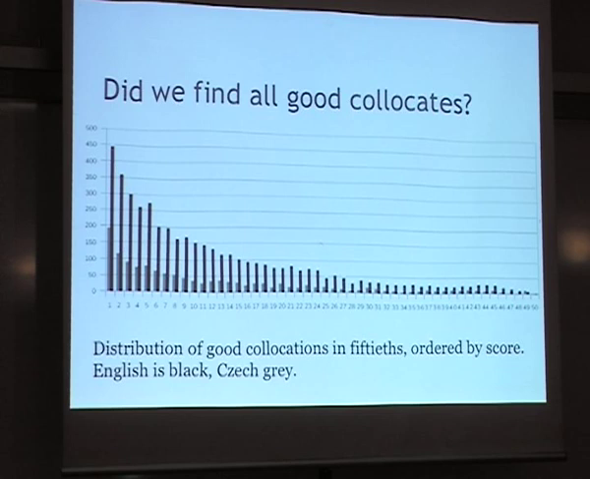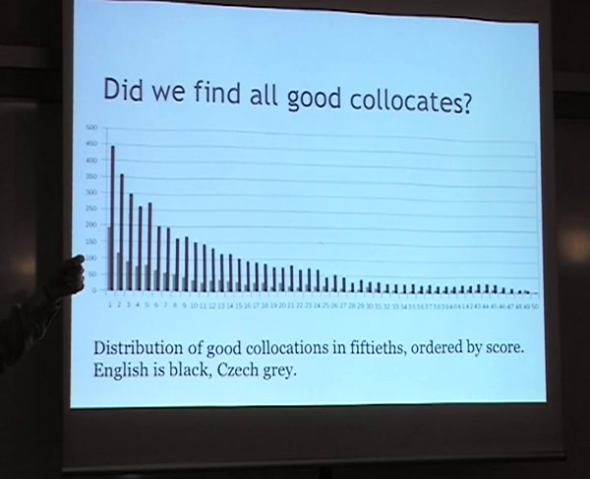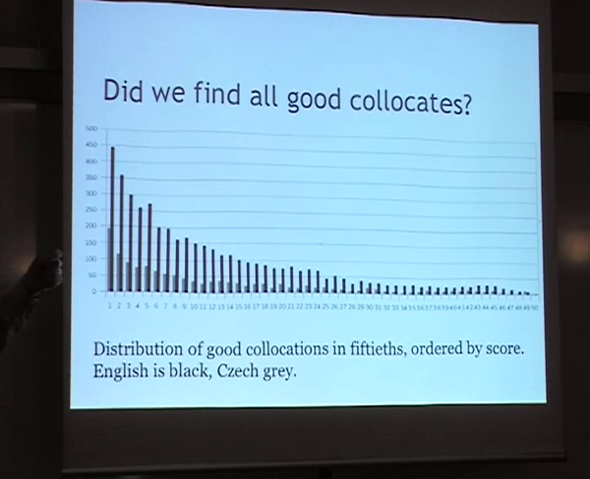So what this assesses is, by breaking the 500 candidates, or however many candidates there were, into bins of the 50ths, from which the system says are the best candidates, and then the next 50th, and then the next 50th, for each of those 50ths, how many of them were judged good by the lexicographers? The black figures are English and the grey figures are Czech, because the Czech lexicographers reckoned there were much less good candidates all around.